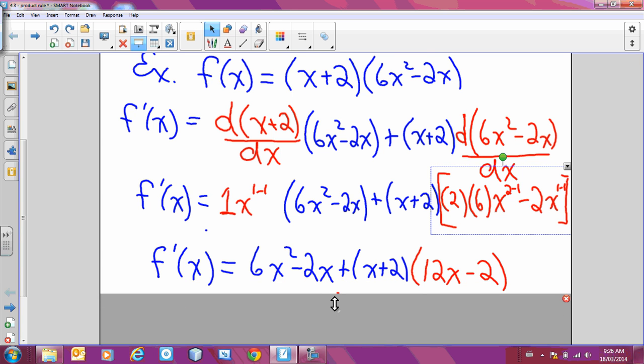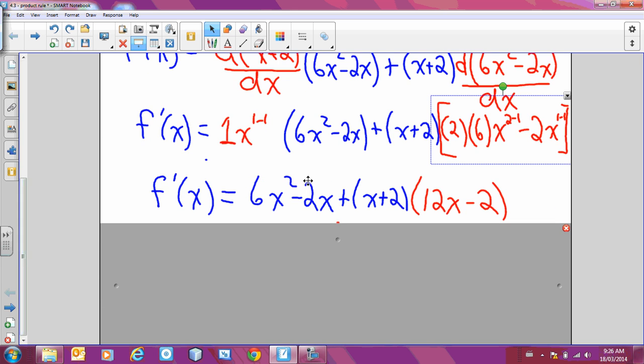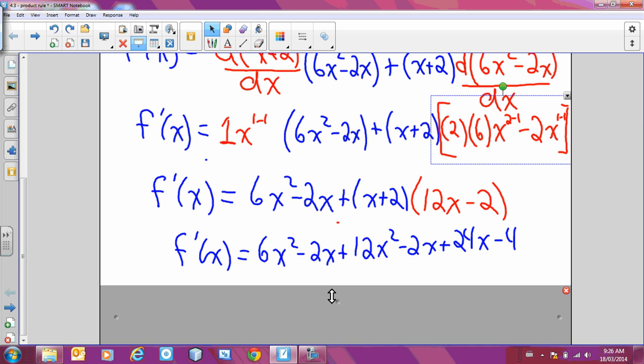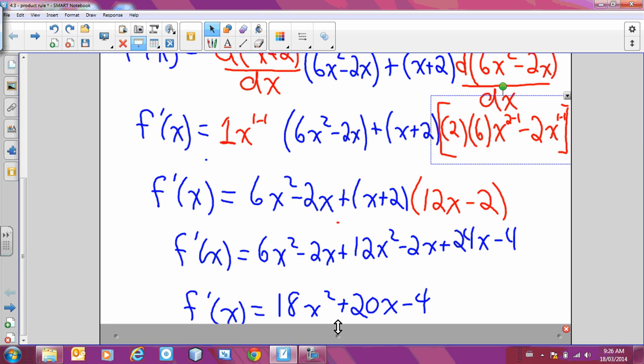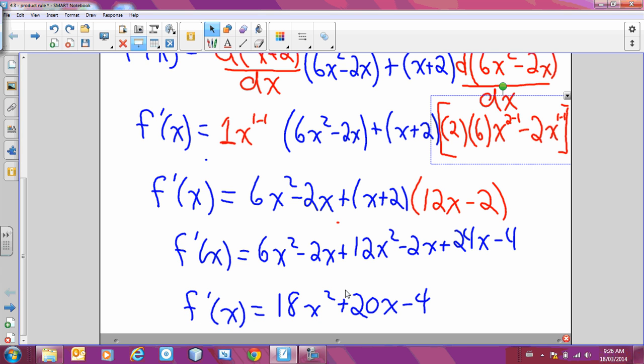And now it's just a matter of simplifying. This is 1 times x to the 0, and so really this whole red expression here becomes the number 1. So we have 6x squared minus 2x. Over here we're going to have 12x exponent 1 minus 2, right there. And now we will multiply the second expressions, the second set of binomials over here, and find out what our final result is. Okay, so simplifying in the last step.